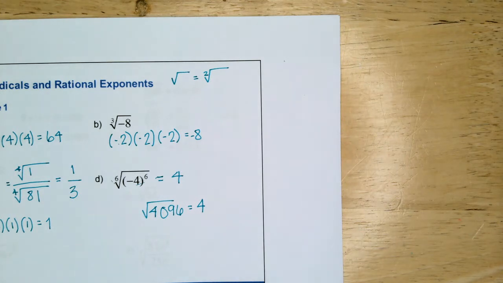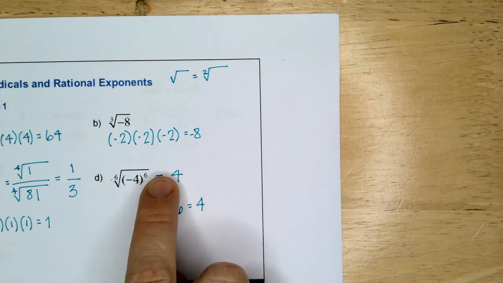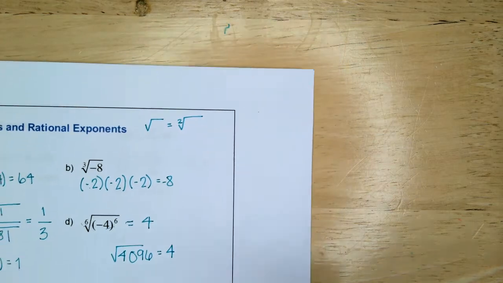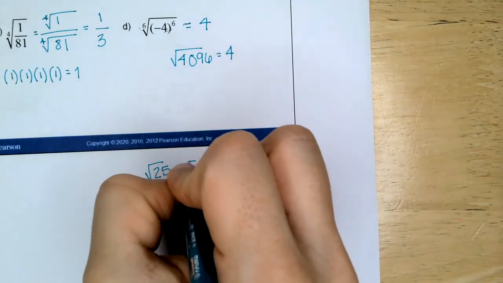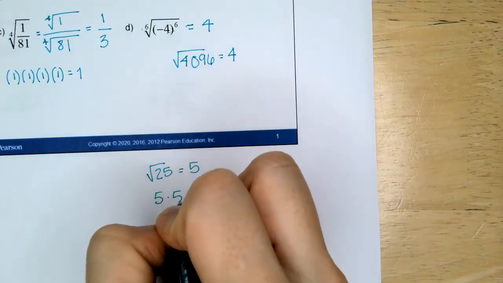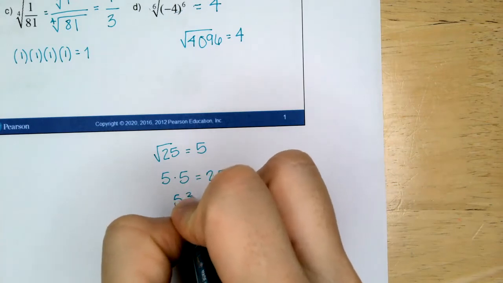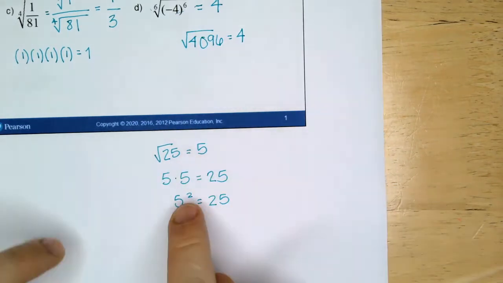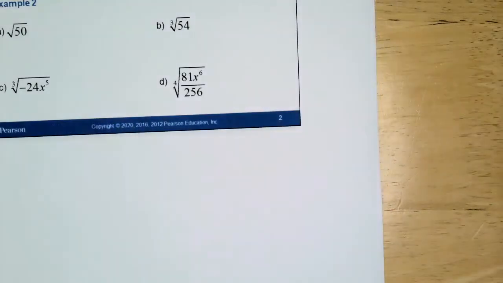Good. So what we see here is that the radical is related to the exponent, right? They are inverse operations of each other. So if I say the square root of 25 is 5, it's because 5 squared is 25. So you see how these are inverses? All right. Let's go to the next page.